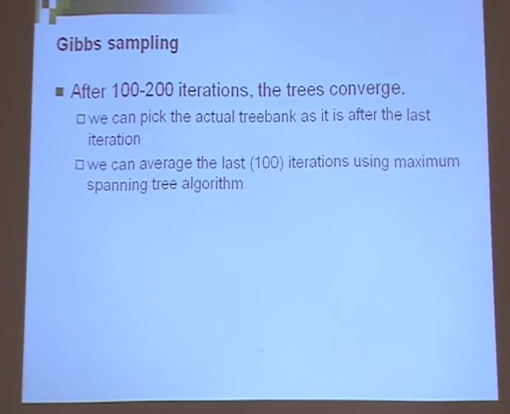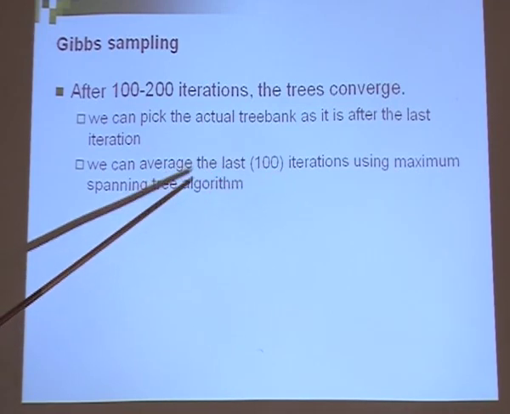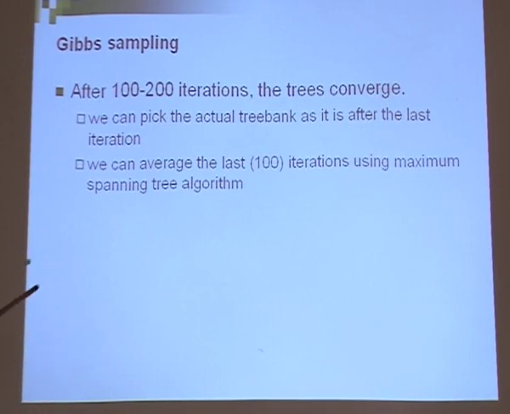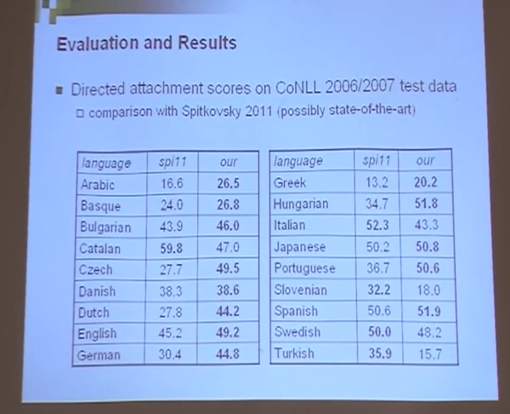So we can do some averaging of the last, for example, 100 iterations. We can compute the individual edges in the tree bank for all the 100 iterations, and then use, for example, the maximum spanning tree algorithm to get the average dependency trees. If we use this maximum spanning tree algorithm, we can get non-projective trees, but why not?